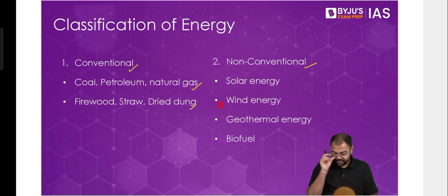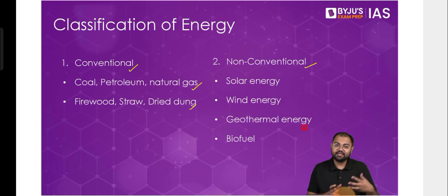Non-conventional are the ones that we have started using only in the past few decades. We have just understood how to use them over the past few years, and hence they are called non-conventional sources. Overall, non-conventional sources include solar energy, wind energy, geothermal, biofuel. So you can see that the renewable energy sources are the non-conventional ones, and the conventional energy sources are the non-renewable ones.